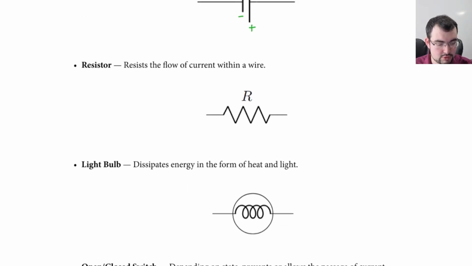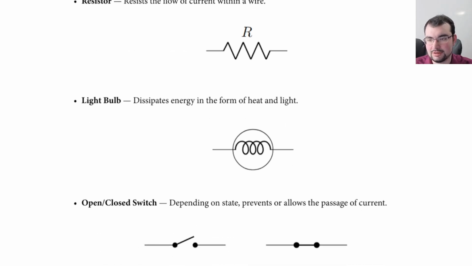Resistor. This resists the flow of current within a wire. So this lowers the amount of current in your circuit. Think about this as if you're a person trying to walk from point A to point B, it's going to slow you down if you're going down a hallway that zigzags because you have to keep changing direction. So that's our justification as to why a resistor looks like that. Of course, we'll talk in more detail later.